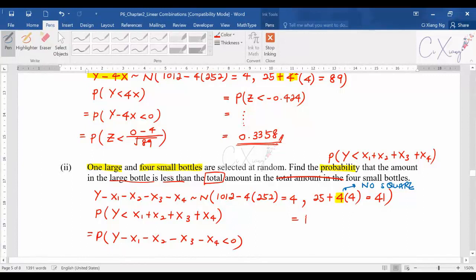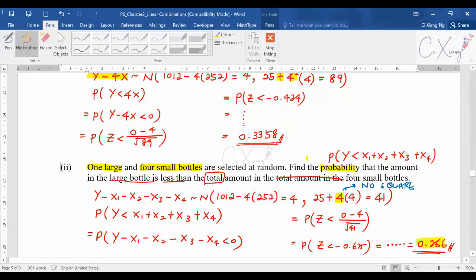Okay, so you want to change the whole thing to z. So z smaller than 0 minus 4 divided by the standard deviation. Okay, so you have z smaller than a particular value, which is negative 0.625. So again, please complete the steps for finding the probability. You should get an answer which is 0.266.